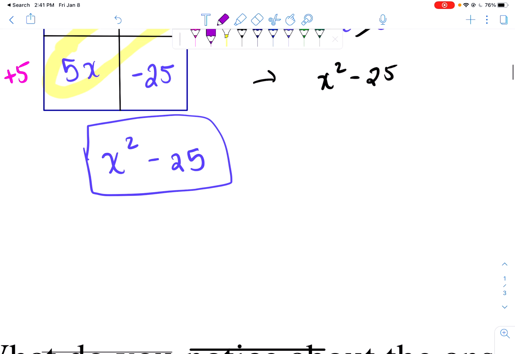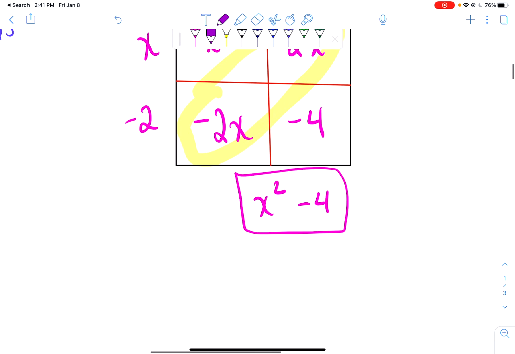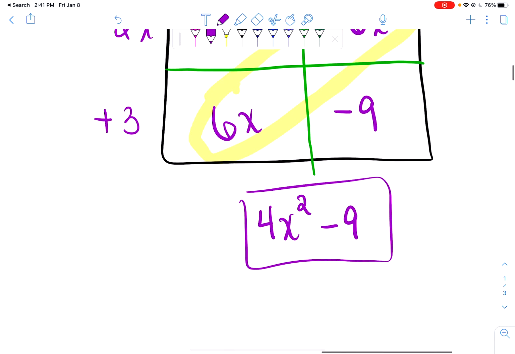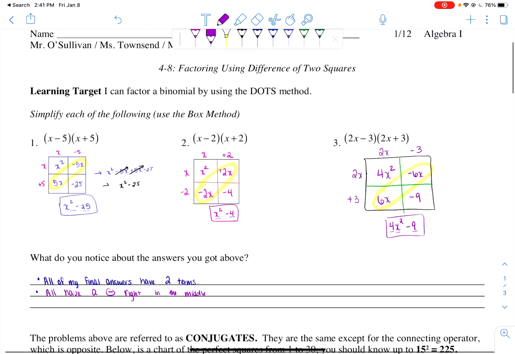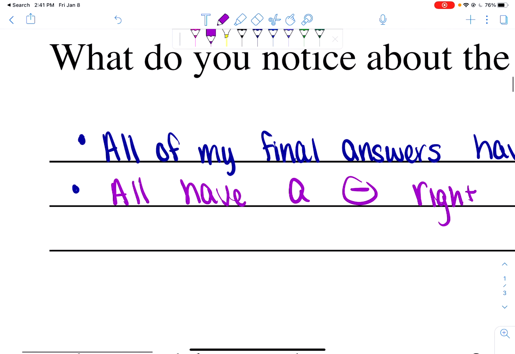So for instance, I can say x times x is x squared. 5 times 5 is 25. X times x is x squared. 2 times 2 is 4. X times x is x squared. 3 times 3 is 9. So all of my answers contain perfect squares as well.